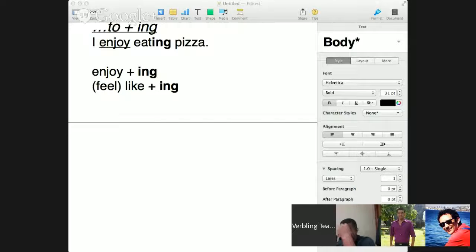Practice is one that you guys probably use quite a bit because you're English learners. You might hear me say, you really need to practice doing these exercises, or you really need to practice speaking, or you really need to practice listening. I will never say practice to speak, right? Okay. Another one is suggest.